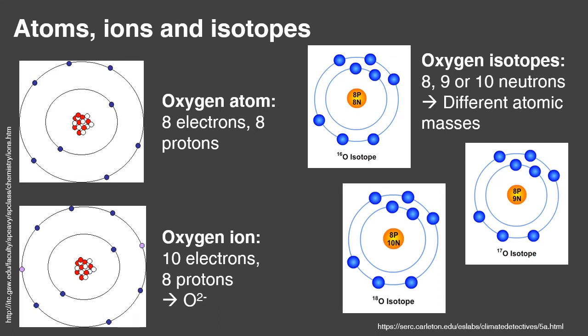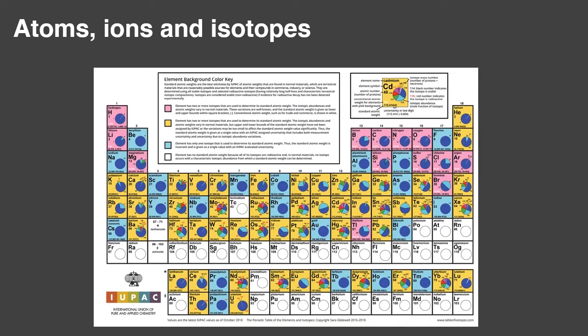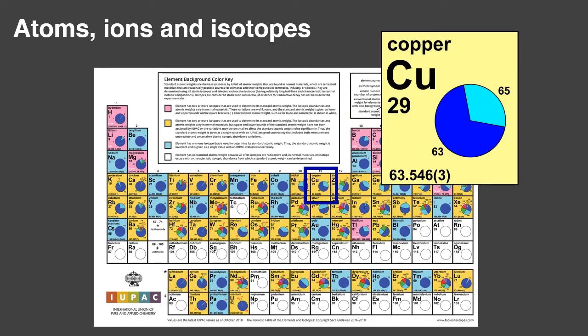Isotopes have the same number of protons and electrons, but possess a different number of neutrons. Therefore they have different atomic masses, and as a result differing physical properties. Oxygen atoms can have 8, 9 or 10 neutrons. Not only oxygen, but most elements have more than one isotope. Copper, for example, has 2 stable isotopes, 65 copper and 63 copper.